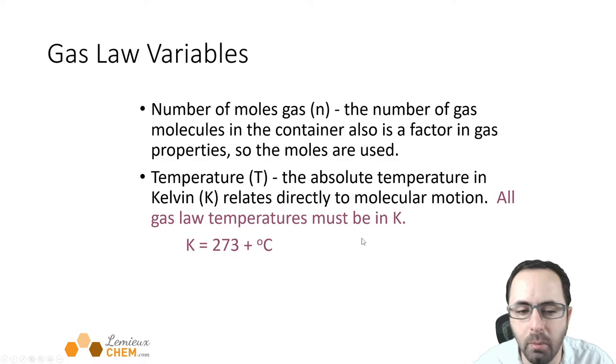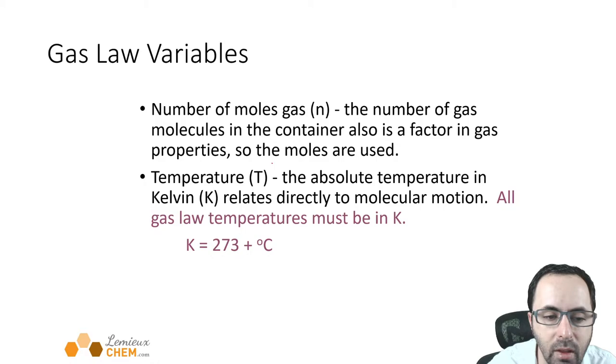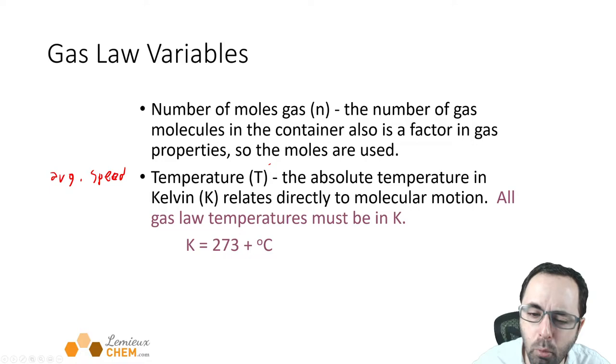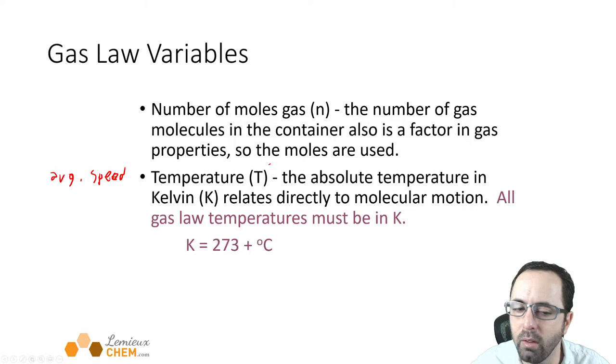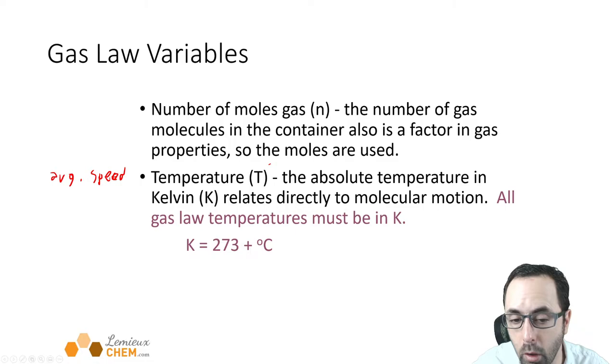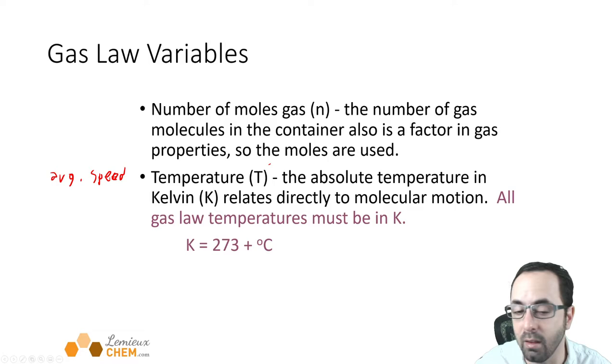And here's why. Remember, we said that according to the kinetic molecular theory, the temperature is related to the average speed, or average kinetic energy, to be more exact, of the molecules. And so the problem with Celsius temperatures is that you can have negative Celsius temperatures. But we want the temperature to be a proxy or a substitute for the speed of the molecules. So we want a kind of temperature system where zero in the temperature scale means zero molecular motion, zero speed. And as we increase that temperature scale, it relates to higher and higher speeds, because you can't have a negative speed, really. We don't want to have a negative speed for this purpose.